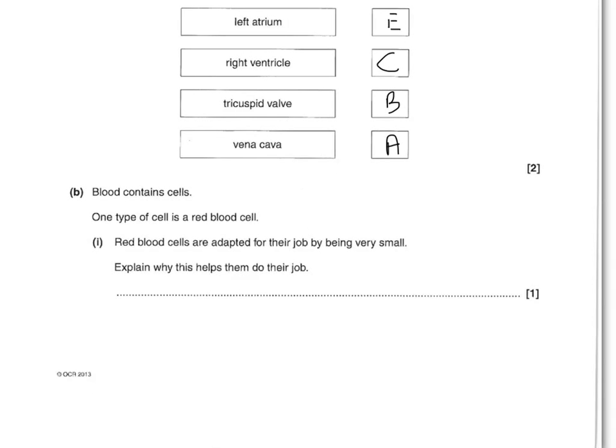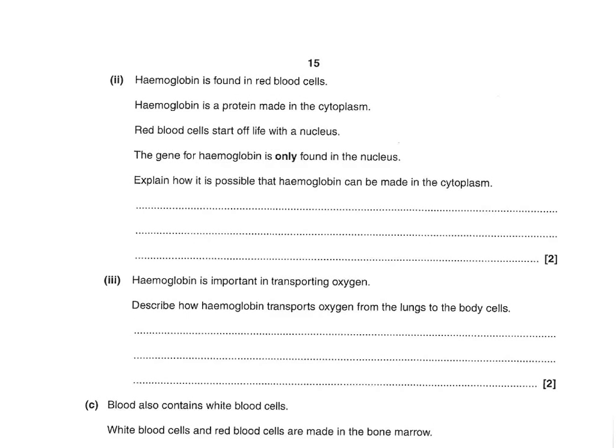Blood contains cells. One type of cell is a red blood cell. Red blood cells are adapted to their job by being very small. Explain why this helps them do their job. Because you can first say they're small, therefore they can squeeze through the capillaries. Or you can say that it has a large surface area to volume ratio. You must make sure you say both those parts. So, large surface area to volume ratio.